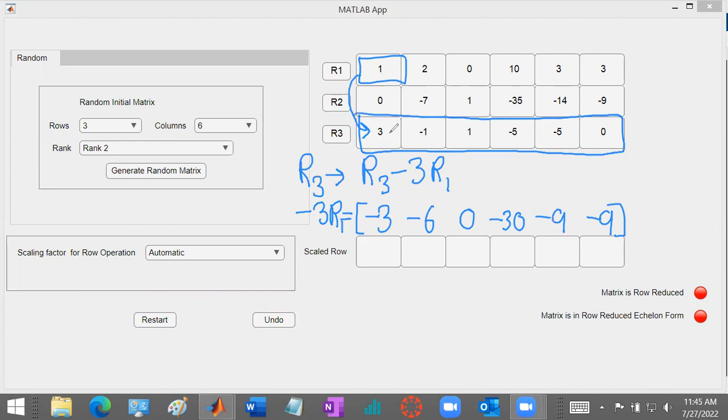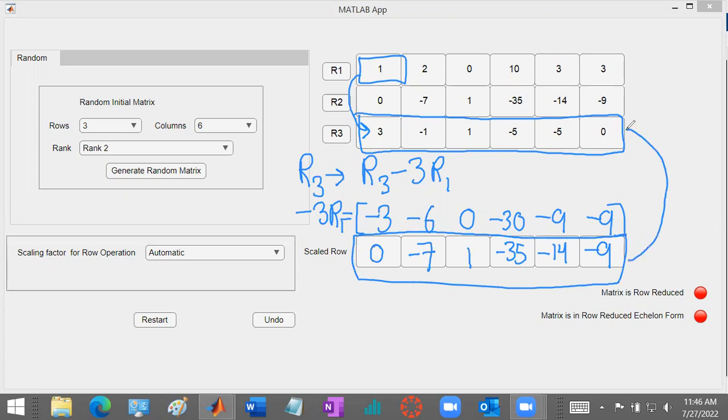And this is going to be our new R3. So let's add them. We get 0. That's what we wanted. We want to use this 1 to make this into a 0. So that's this 0 here. Now this is going to be negative 7. Adding, or sorry, I apologize, adding these we get 1. Adding negative 35. Adding negative 14. Adding negative 9. So this new row should be the row that we get for our new R3.